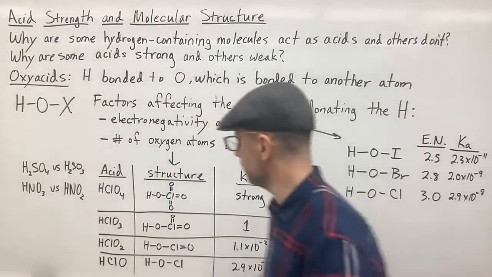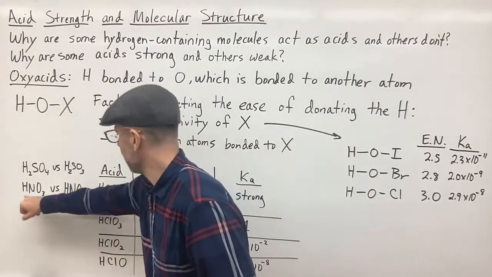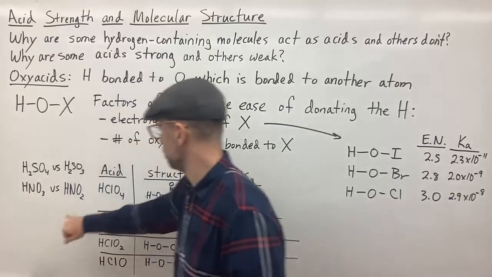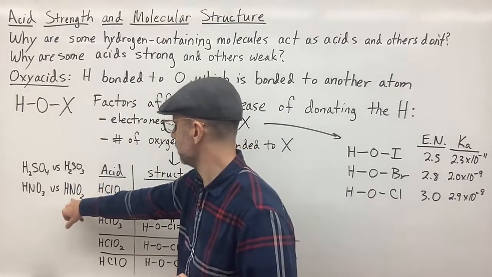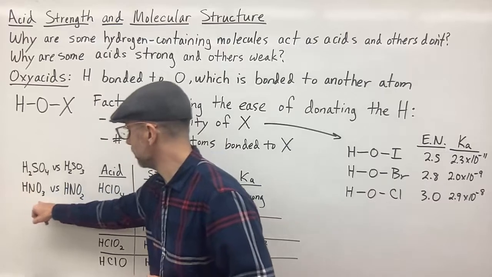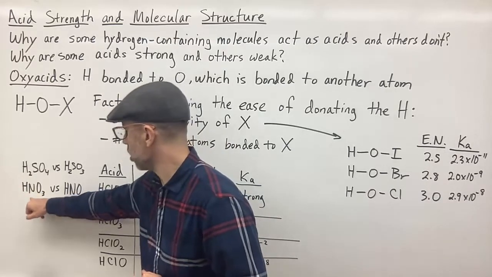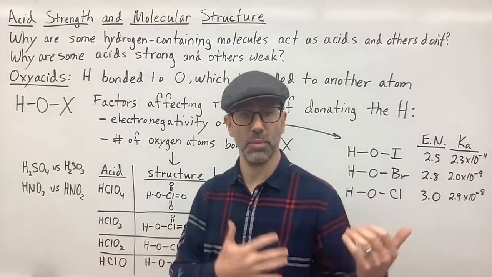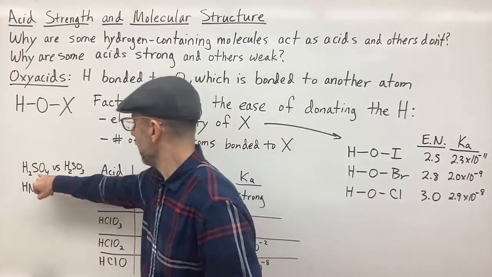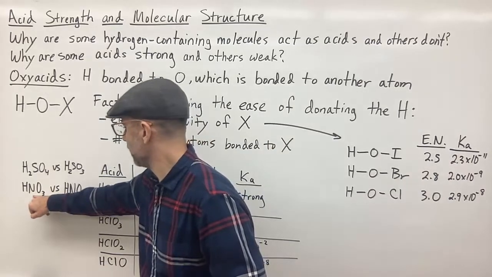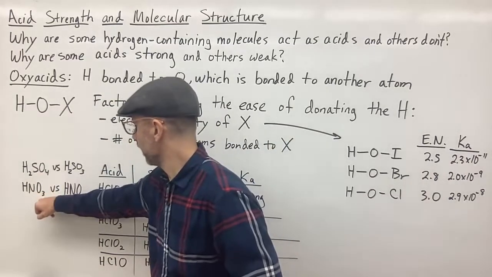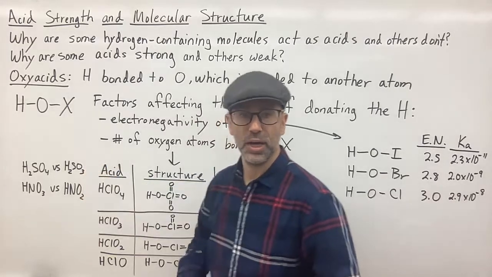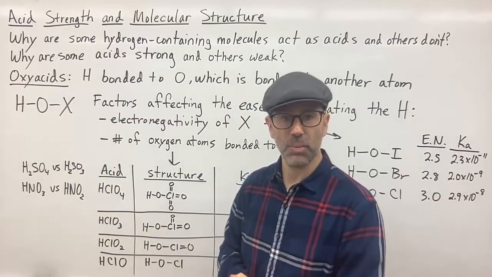Same thing with HNO3 here. So here we have 3 oxygens bonded to the nitrogen. Here we have 2 oxygens bonded to the nitrogen. So we could predict that HNO3 is going to be a stronger acid than HNO2. And we know from before, or from other videos we talked about, H2SO4 and HNO3 are strong acids, whereas these 2 are weak acids. And so that follows and meets our prediction.